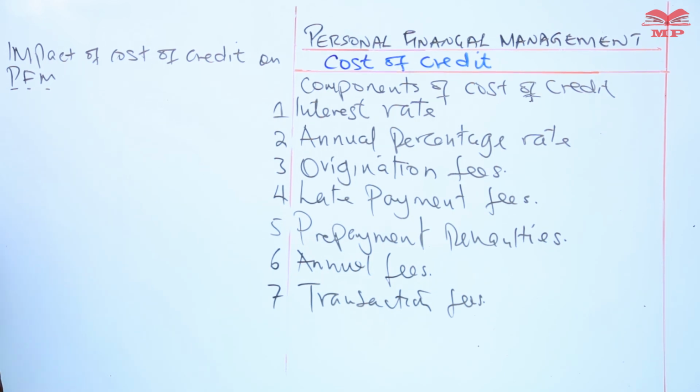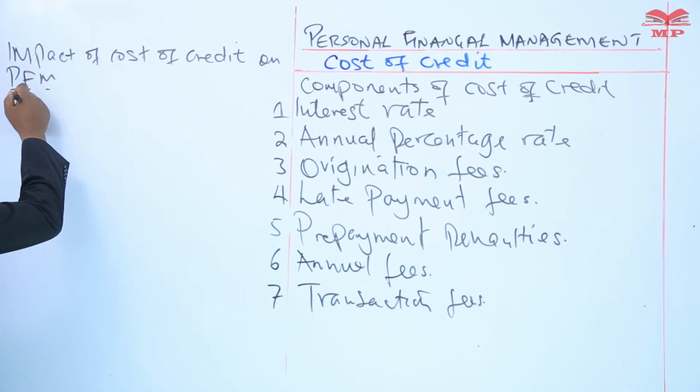And the question now is, how do you manage the cost of credit effectively? Do you understand, candidates? The cost of credit can significantly impact one's budget and financial goals. One impact is overspending, debt accumulation, financial stress, and so on. So how does one manage the cost of credit?